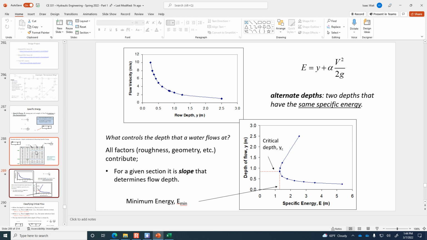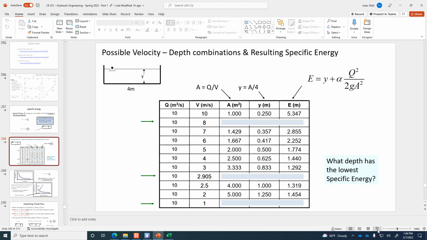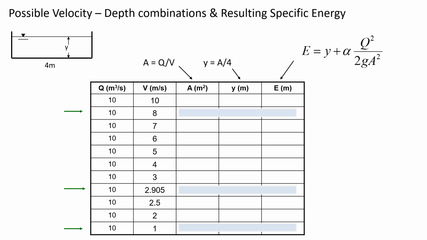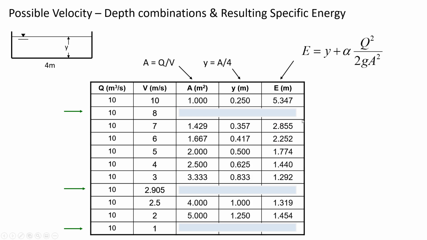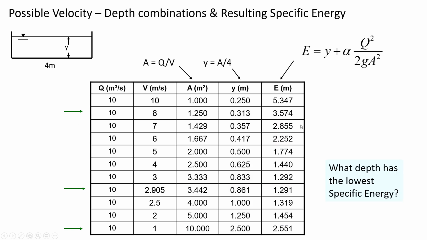Let's go back to this table, this one. Can you see any depths from the data that's given? Can you see any that are pretty close to being alternate depths? Here we have 1.44 meters, and here's 1.45. So it looks like a depth of 1.25 and a depth of 0.625 are approximately alternate depths because they have the same specific energy.